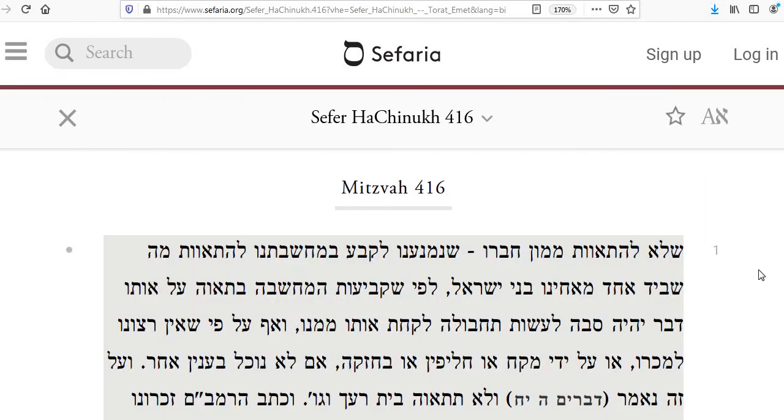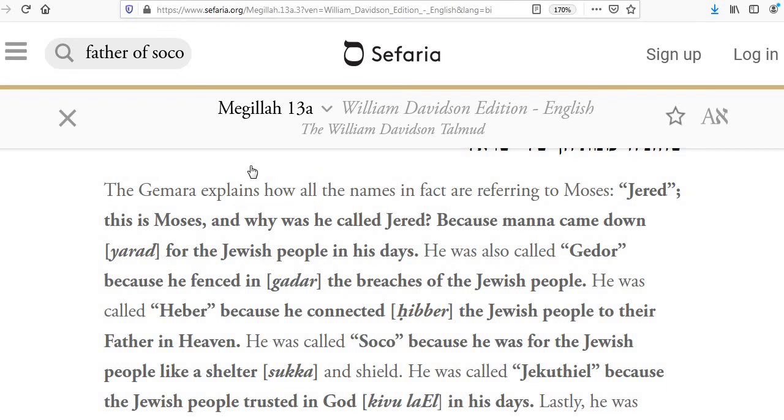But in Mitzvah 4:16, where it's talking about not desiring the money of your friend, the word for your friend here, the root is Heber, which is friend, and it also happens to be one of the 7 names of Moses. As you see here, these are all referring to Moses. He was called Heber because he connected the Jewish people to their Father in heaven.